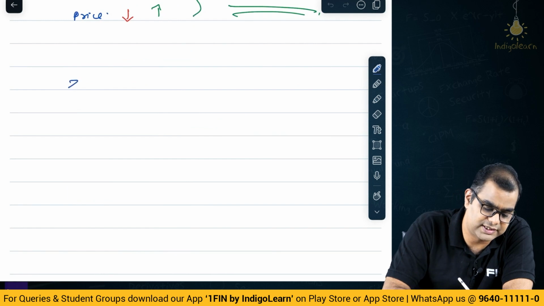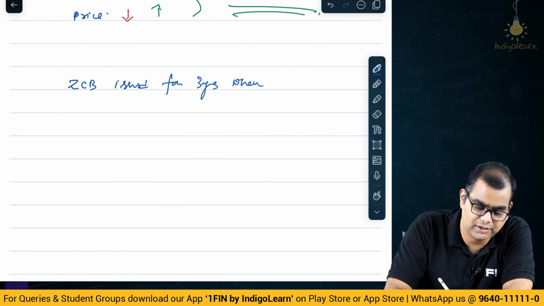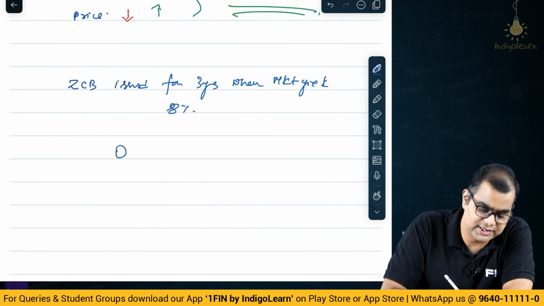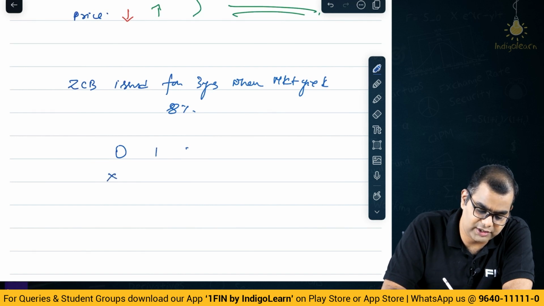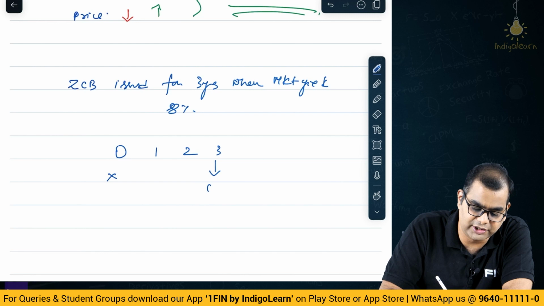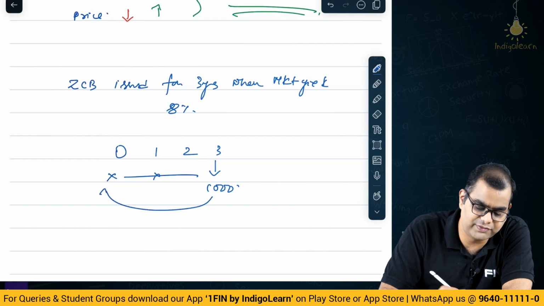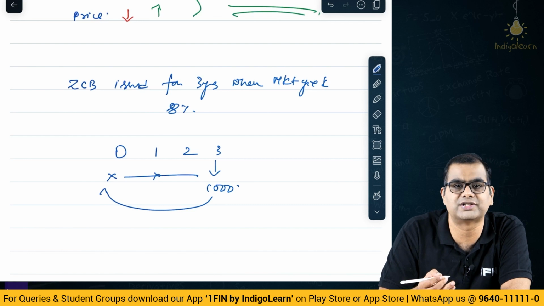So, if you think of a ZCB issued for 3 years when market yield for a similar bond is 8%, it is very simple. On day 0, as a loan, you take some money. Year 1, year 2, year 3. At the end of year 3, you repay 1000. There is no interest payment in between. So, this 1000, how much will you give me if you have to give back 1000 after 3 years without any interest in between? You will say present value of 1000.